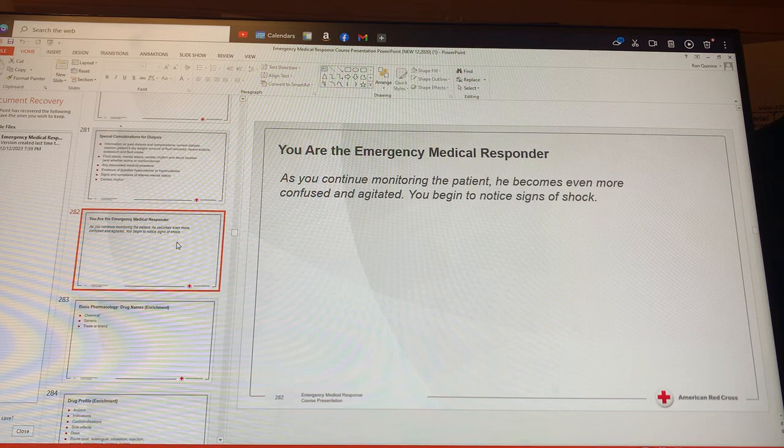All right, we got a little scenario tossed in here in which you are the emergency medical responder. As you continue monitoring a patient, he becomes even more confused and agitated. You begin to notice signs of shock. What do you do? This is something we'll discuss.